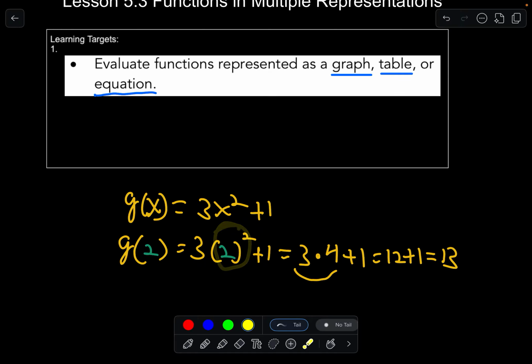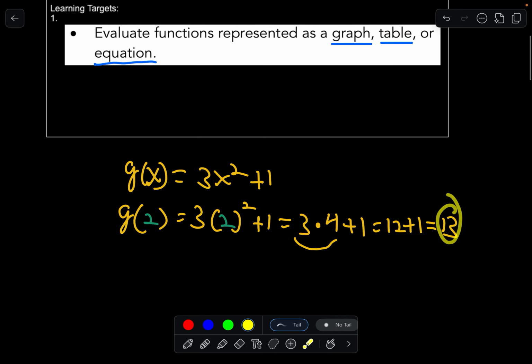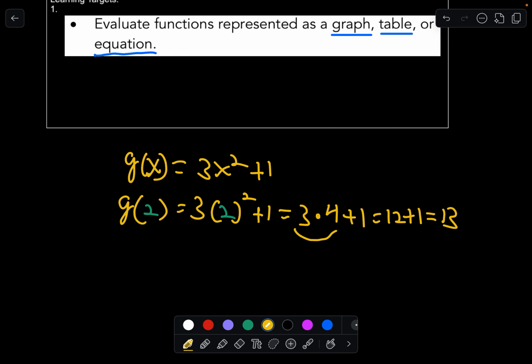Remember order of operations, so we've got 4 times 3 plus 1. Well, 4 times 3 is 12, plus 1, and so it's 13. So we can literally say g of 2 equals 13. And that's how you evaluate from an equation.